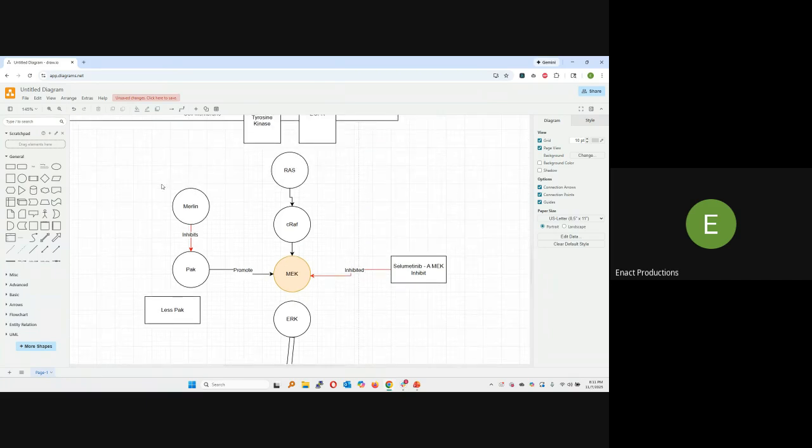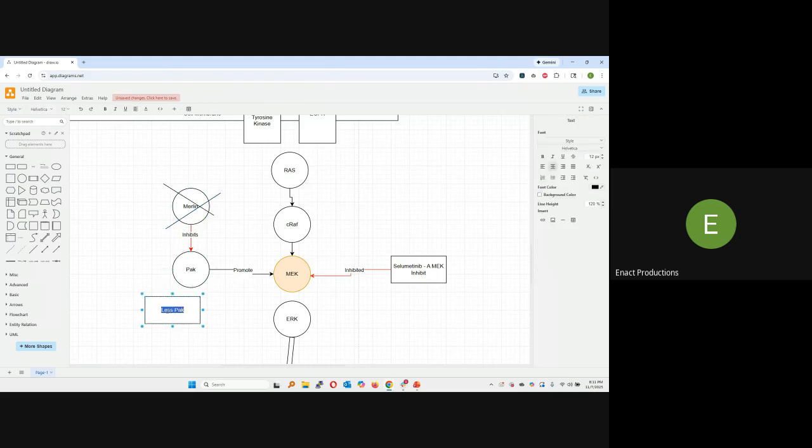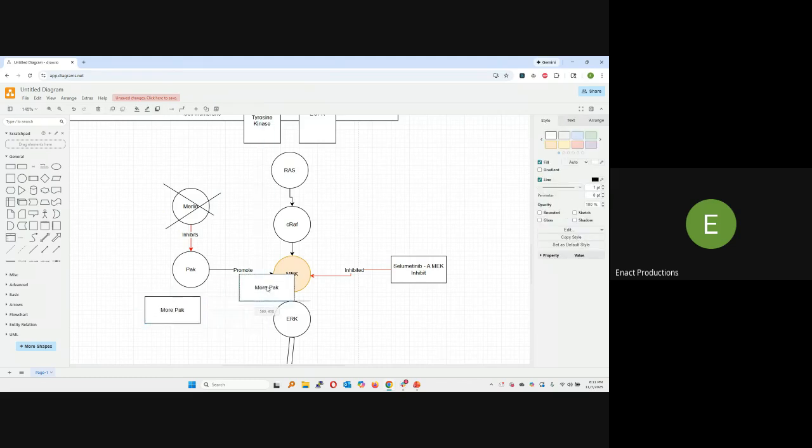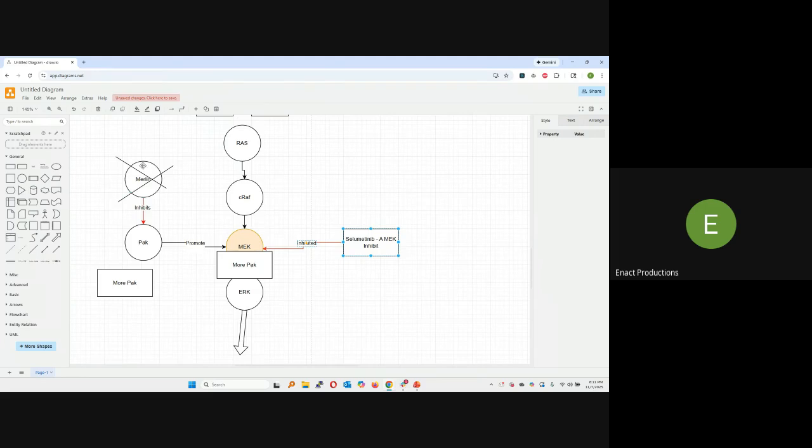And if we go back to maybe a more practical example, what if Merlin was broken again? We have broken Merlin. So what did we learn about broken Merlin? When we had broken Merlin, then PAC was no longer inhibited, meaning that there was an overexpression of PAC. Instead of less PAC, we now have more PAC. We would have more MEK, right? If you ignore the drug, just not having Merlin means you would normally have more MEK.